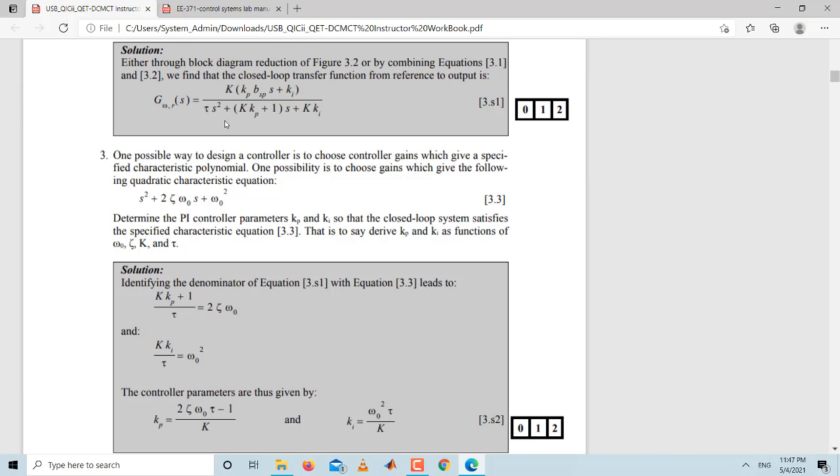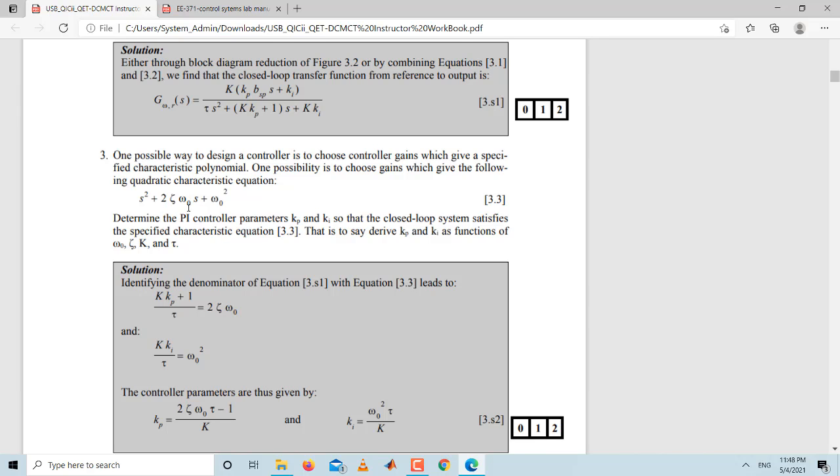The characteristic equation is given here. Tau s square plus K Kp plus 1 into s plus K into Ki. We want the coefficient of s square to equal 1. So we are going to divide all these terms by tau. So it becomes s square plus K Kp plus 1 into s by tau plus capital K into Ki by tau. So compare this final form with the given characteristic equation here.